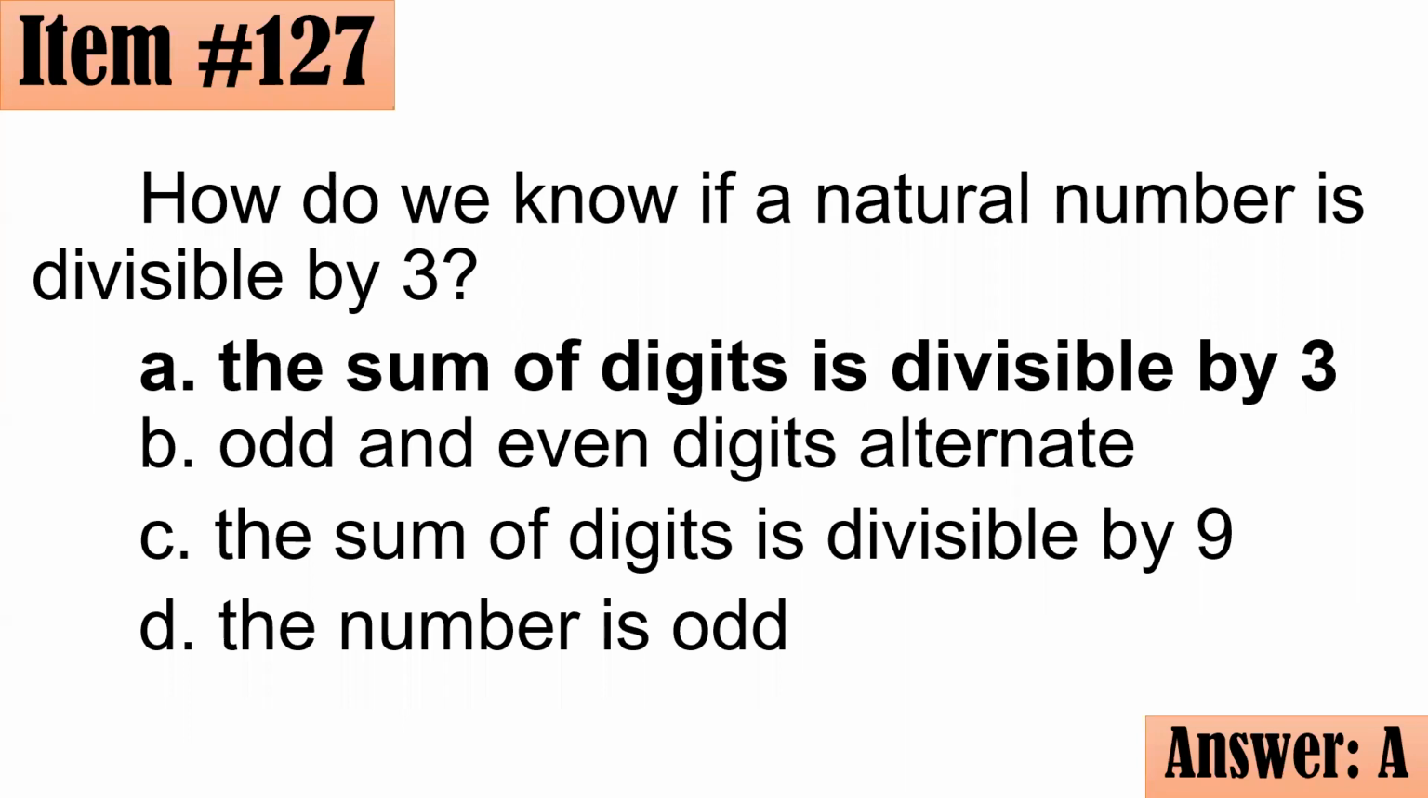Tandaan po natin, no? Without even dividing the number by 3 and checking for the remainder, you can actually tell that a natural number is divisible by 3 if the sum of its digits, kapag idinagdag mo yung digits ng number na yan, halimbawa po, 45: 4 plus 5 is 9. Since 9 is divisible by 3, it follows that 45 is divisible by 3. So letter A po yung tamang sagot. Good job. Yung letter C naman po ay divisibility rule ito by 9.